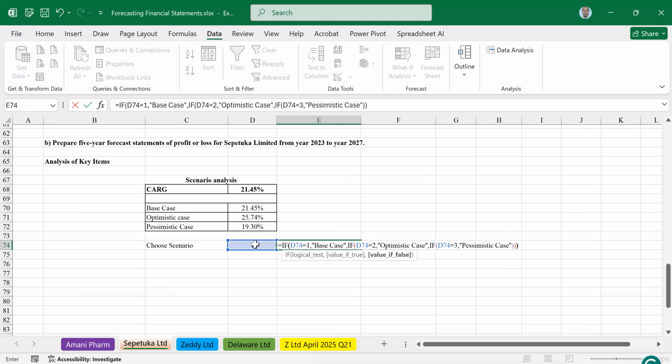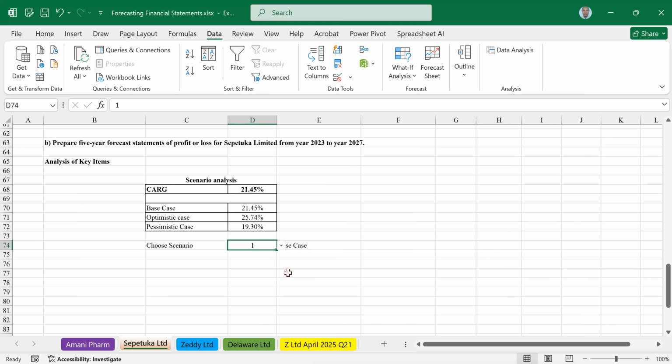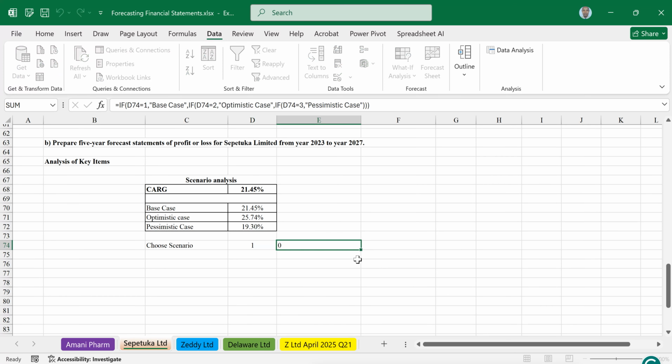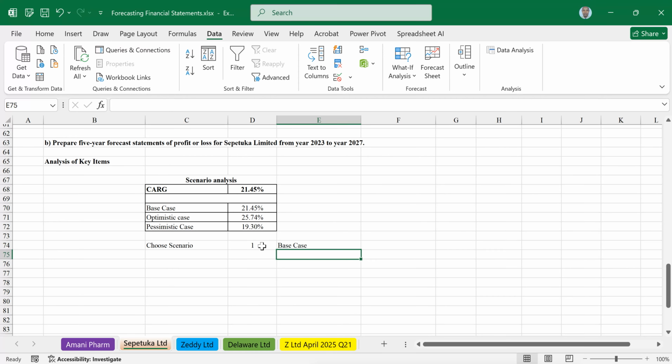So if this is 1, you can see it's already base. But if this is 2, it will be optimistic. But if this is 3, then it will be pessimistic. If you return this to 1, then it goes to the base case. Take the scenario back to 1. So just click on the arrow and select 1.